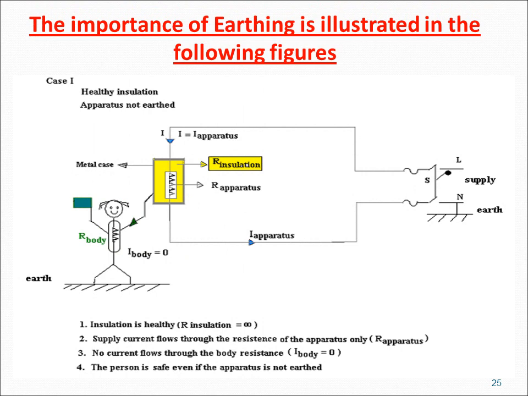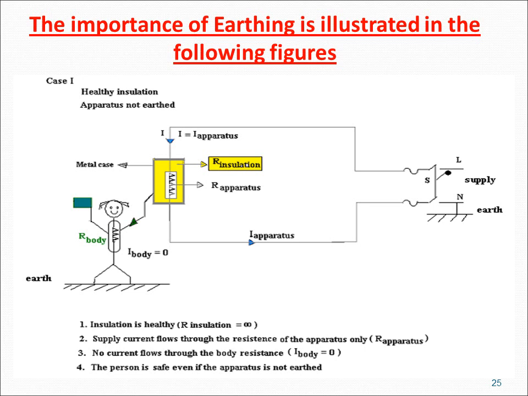So the importance of earthing can be seen here. Something you can observe here: healthy insulation, apparatus not earthed. Here the insulation is healthy, because if you purchase any new appliance, the insulation at the start is very proper. If earthing is not done, there is no problem, because no leakage current flows through the apparatus. So no problem when the insulation is healthy.